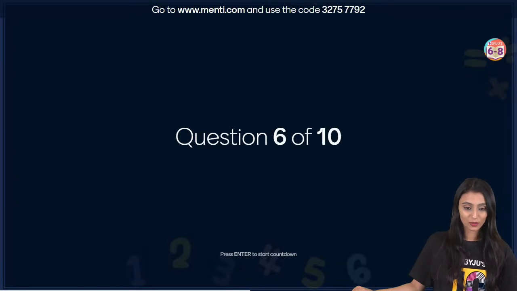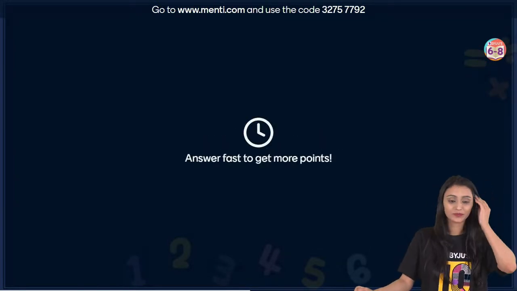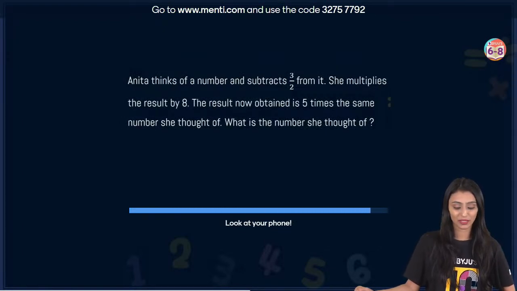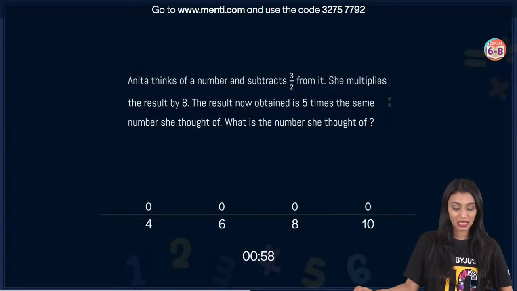Let's quickly take a look at question number 6 now. It's okay, Palak. That's fine. Anita thinks of a number and subtracts 3 by 2 from it. She multiplies the result by 8. The result now obtained is 5 times the same number she thought of. What is the number she thought of?